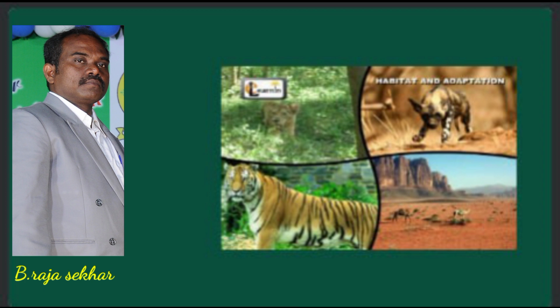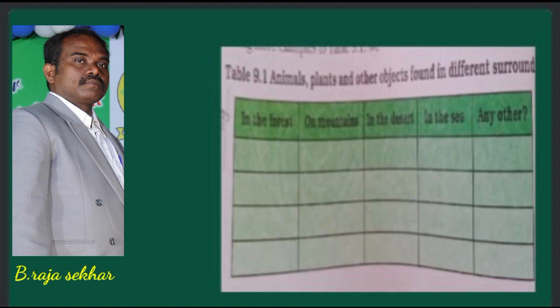What type of plants can live in the forest? What type of animals can live in the forest? What type of plants and animals can live on mountains? What type of plants and animals can live in desert regions? What type of plants and animals can live in the seashore area, seas, and any other? So, my dear students, everyone can fill this table, very important in this chapter.